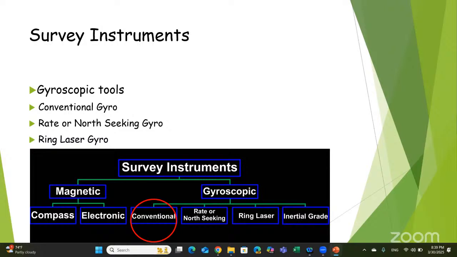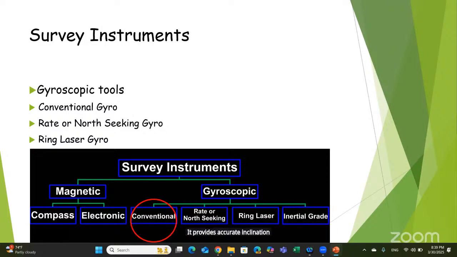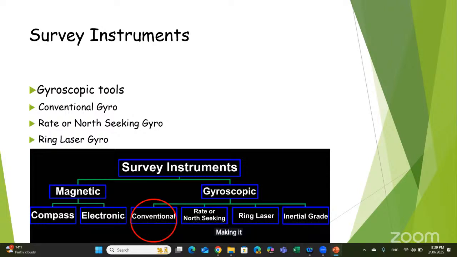So also for the conventional gyro in wellbore surveying, which is a mechanical spinning mass gyroscope used for wellbore surveying and directional drilling applications. It provides accurate inclination and azimuth measurement without relying on the Earth's magnetic field, making it ideal for environments where magnetic interference is a problem.